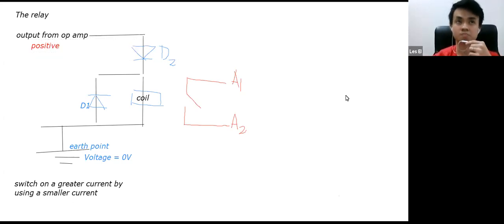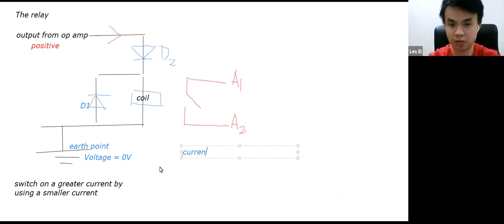But if your output is positive, then the current will flow down through the coil. So the coil will turn into an electromagnet.